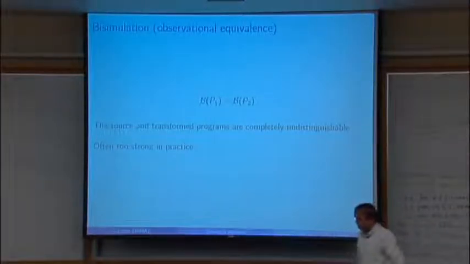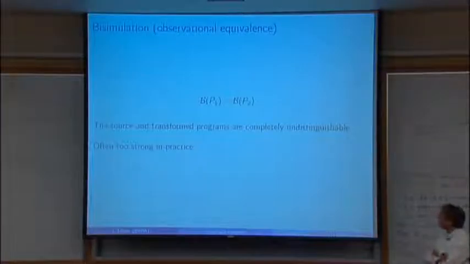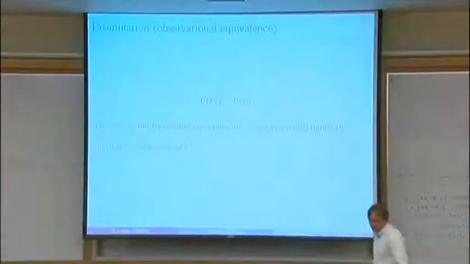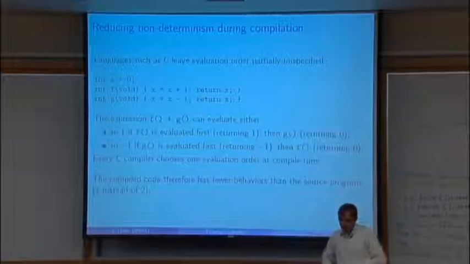Okay, and so maybe I want my compiler to preserve exactly all observable behaviors. So the source and transformed programs have exactly the same set of observable behaviors. Okay? And that is a strong argument. It's often too strong in practice. So here are a couple of examples. One is that for non-deterministic languages, it is fair game to reduce non-determinism during compilation.